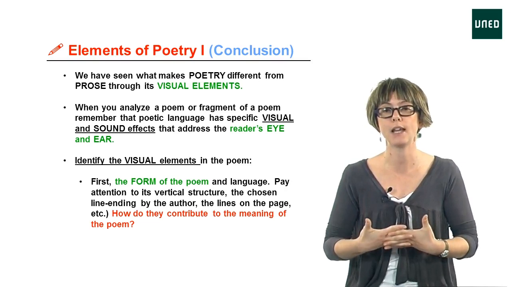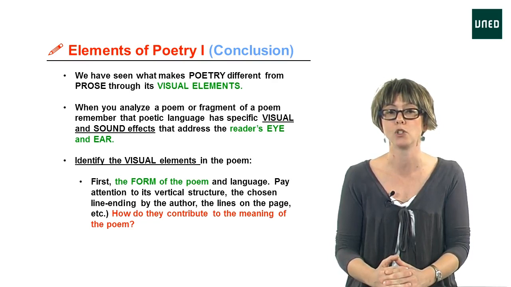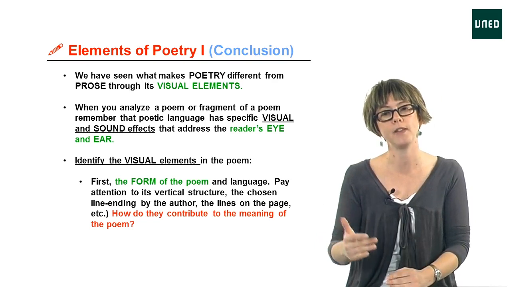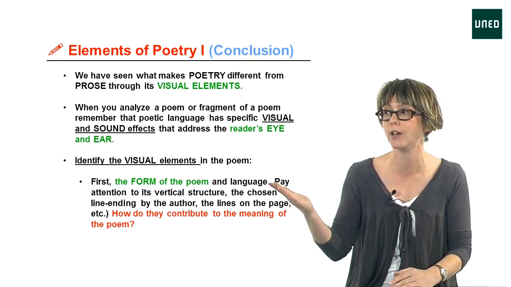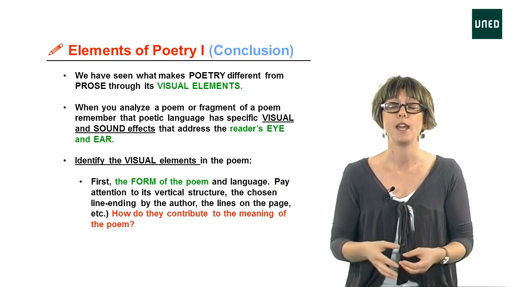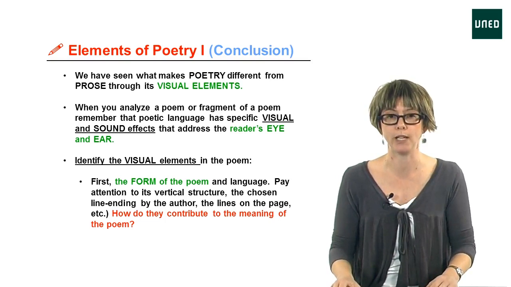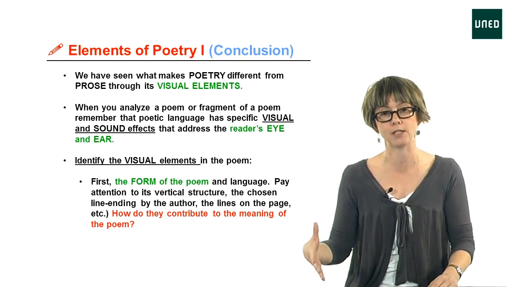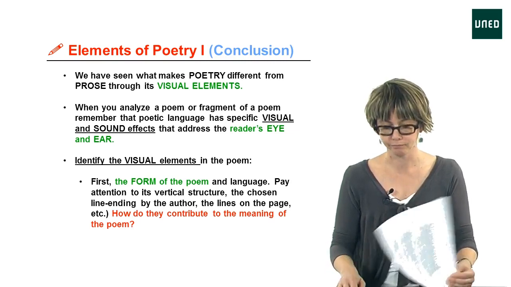Identify the visual elements in the poem. First, the form of the poem and language. Pay attention to its vertical structure, the chosen line ending by the author, the lines on the page, etc. Also, I forgot to include here the main element in the form of the poem, the stanza and the stanzaic form. And the most important thing will be this question: how do these visual elements in relation to the form of the poem contribute to the meaning of the poem?